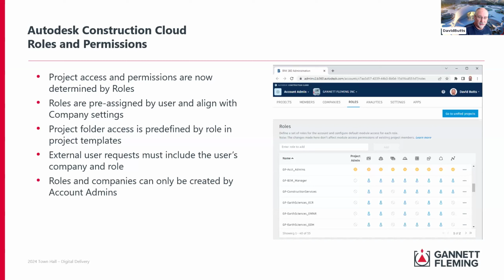Otherwise, you can just use the defaults like architect, contractor. Those are fine. You can have those roles created. But keep in mind that roles in companies can only be created by an account admin in ACC. So Joe Blow user can't do this. You have to set this stuff up.